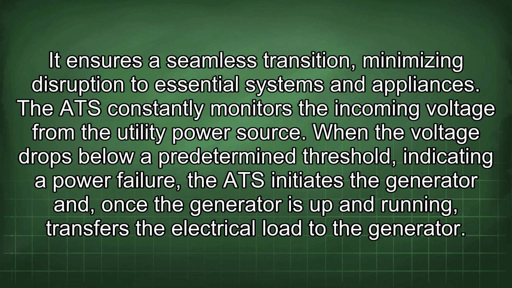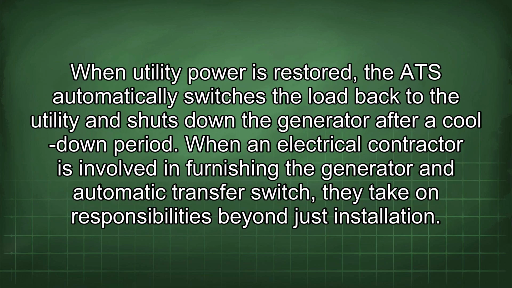The ATS constantly monitors the incoming voltage from the utility power source. When the voltage drops below a predetermined threshold, indicating a power failure, the ATS initiates the generator and, once the generator is up and running, transfers the electrical load to the generator. When utility power is restored, the ATS automatically switches the load back to the utility and shuts down the generator after a cool-down period.